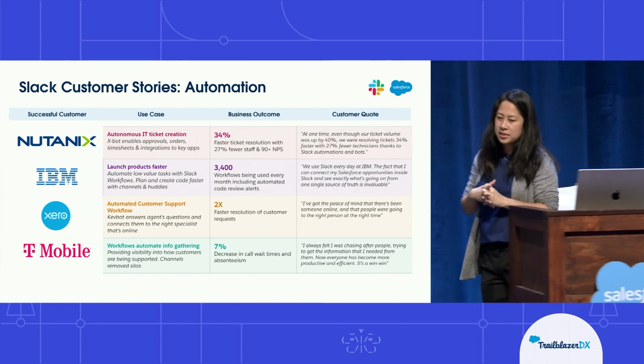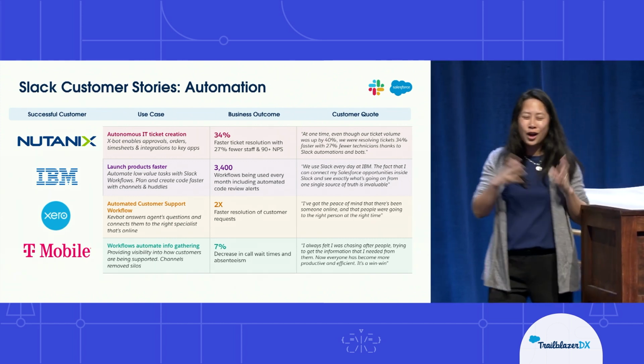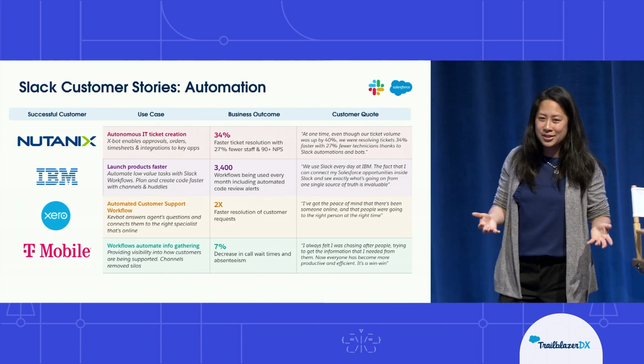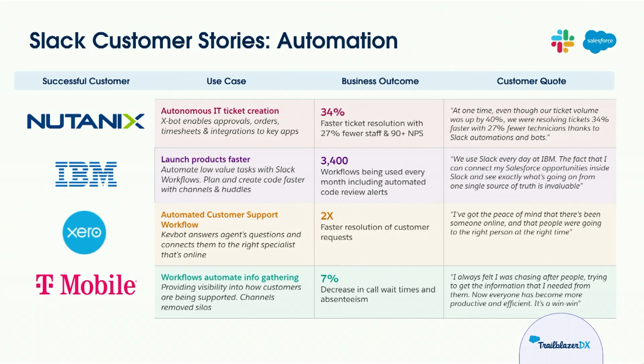In terms of Slack customer stories, we see a lot of large customers automate their processes using Slack's Workflow Builder. We have IBM, who has over 3,000 workflows to really streamline their business processes, and T-Mobile, who's also using Workflow to automate information gathering. We have a lot of different business outcomes that happen when you start to do automation.